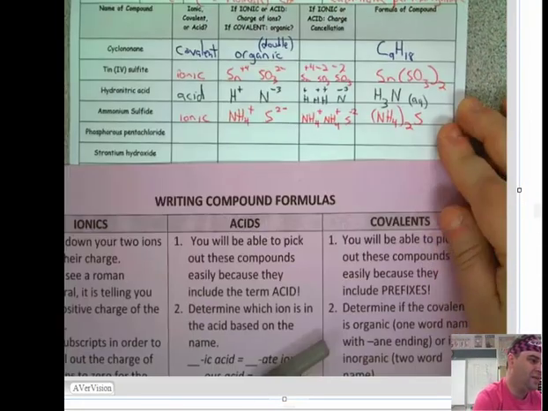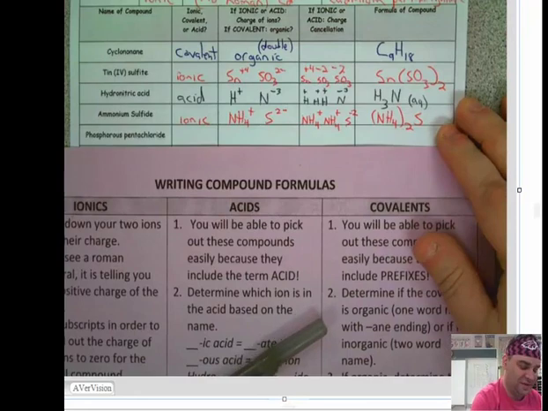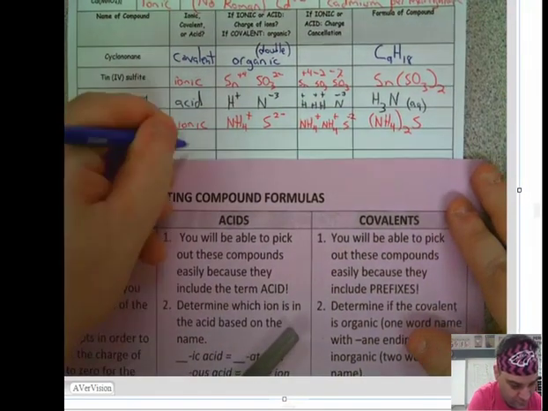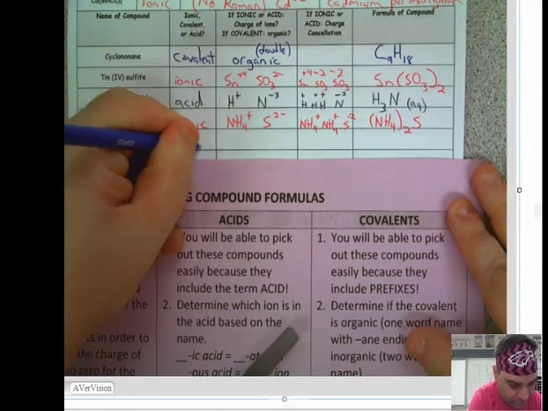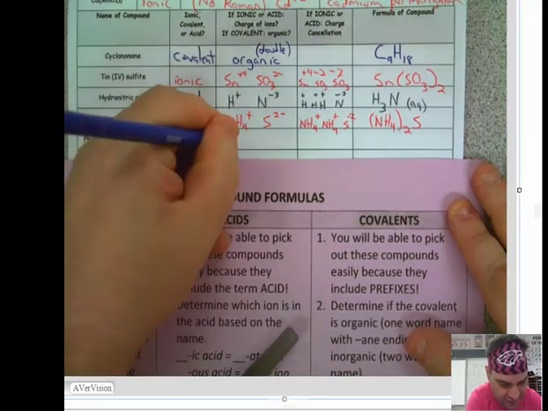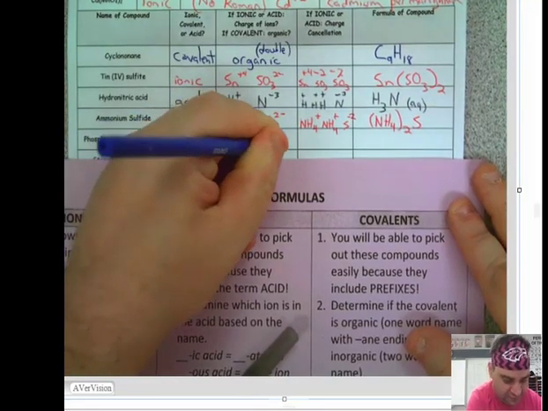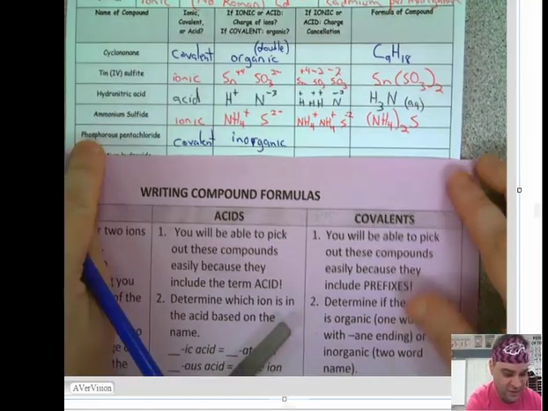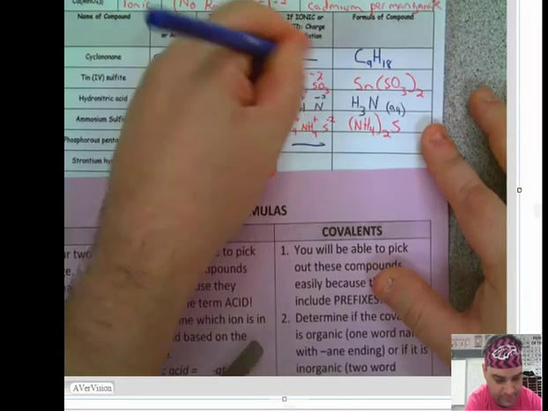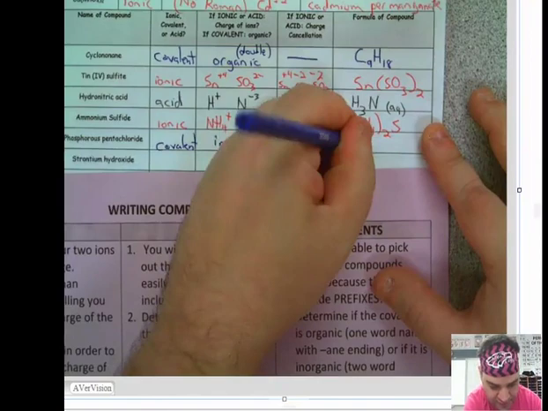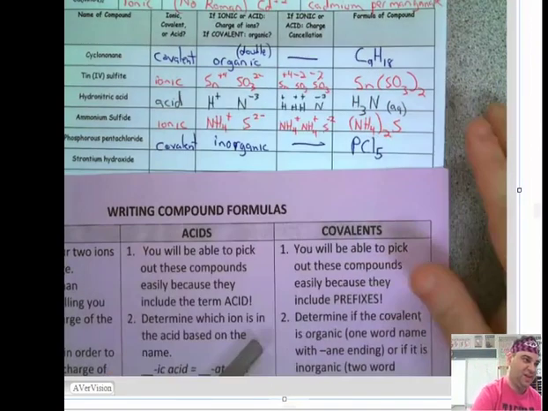Okay, phosphorus pentachloride here. So phosphorus is a nonmetal, so we are in the covalent area here again. This is inorganic, so we're going to use prefixes. Okay, so phosphorus is P, pentachloride, chloride is Cl, and penta means 5, so it's PCl5.